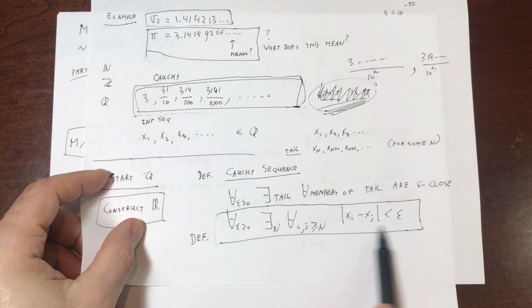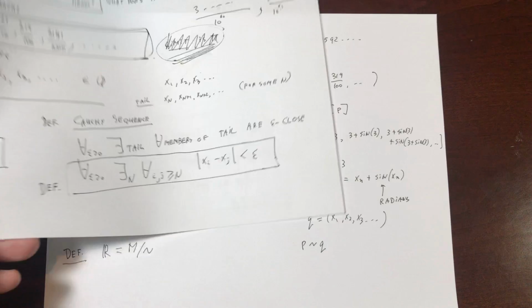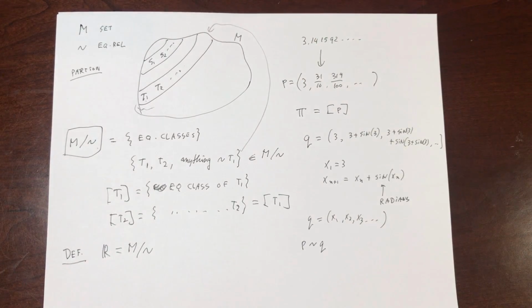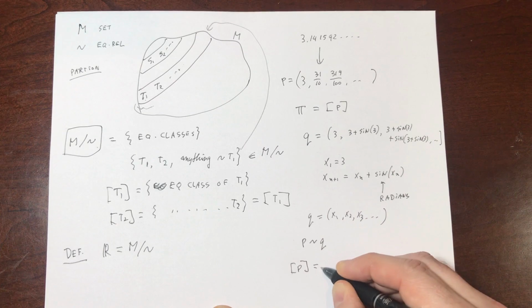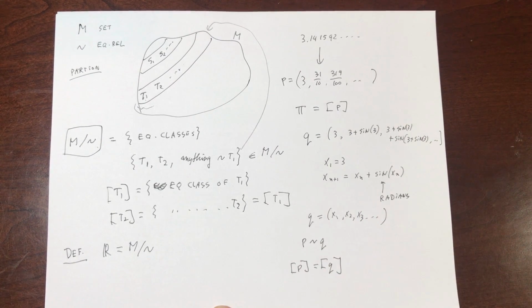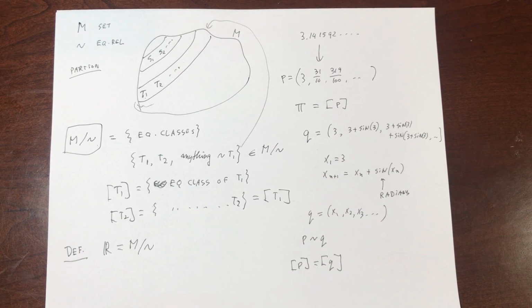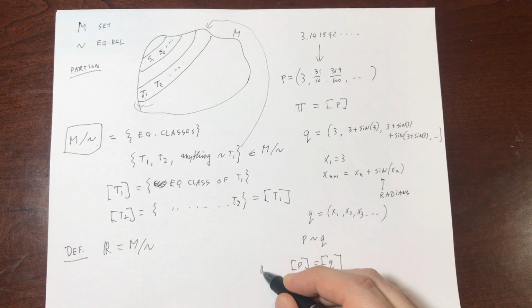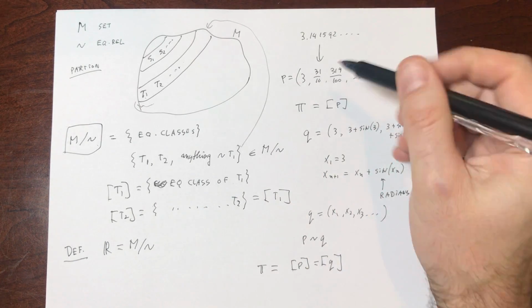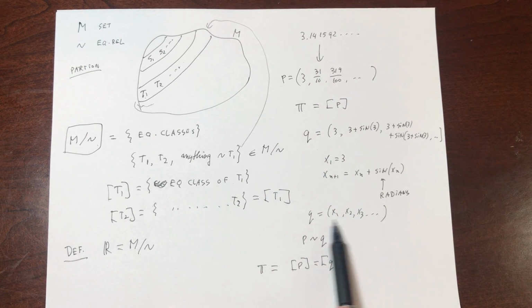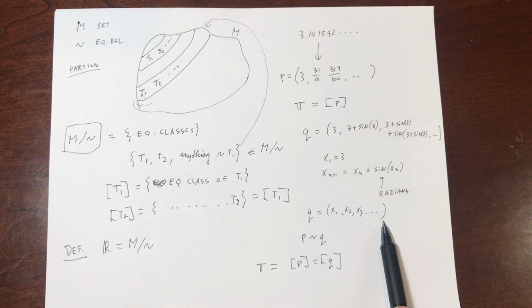Let's say these two sequences meet this requirement. But if P is equivalent to Q, then that means that the equivalence class of P is the same as the equivalence class of Q. So that means you can represent the number pi with different sequences. The number pi can be represented with this sequence, but it can also be represented with this sequence.